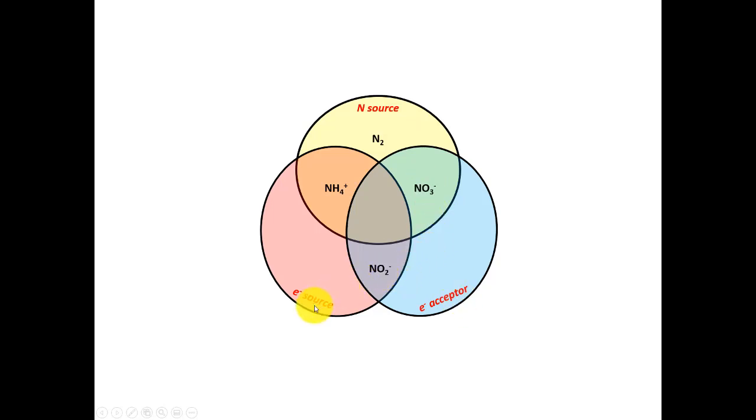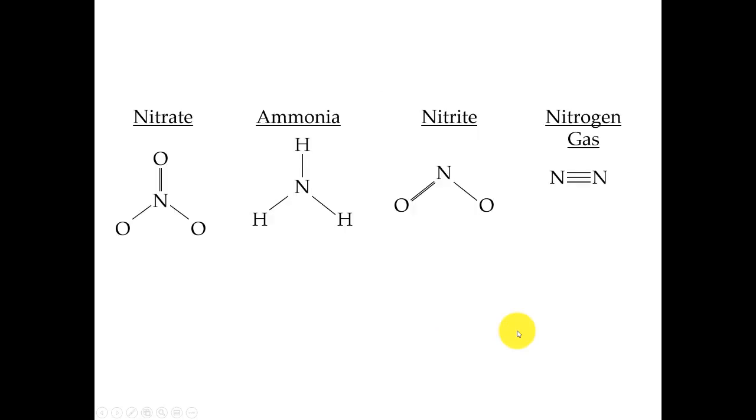Nitrite can be used either as an electron source or an electron acceptor depending on which organism is using it. And then ammonium can be used as a nitrogen source by some organisms and as an electron source by other organisms. So one of the things that might help, instead of trying to memorize this, is to try to sound out which of these compounds is good at being used for certain things based on electronegativity. What I'll show you next are the chemical formulas for each one of these nitrogen compounds.